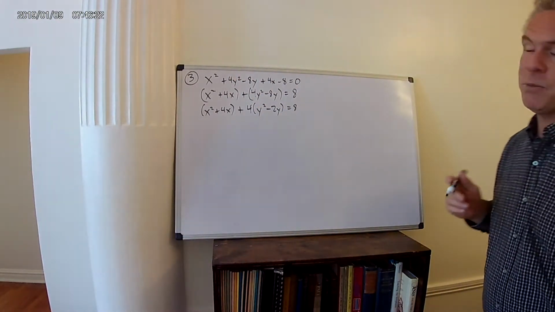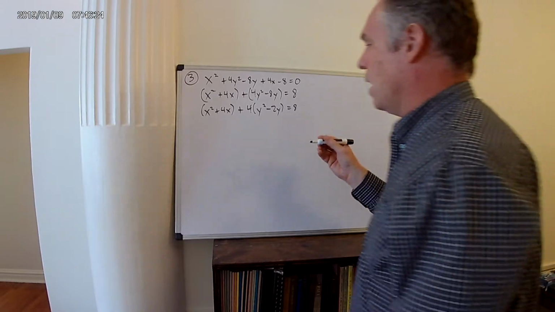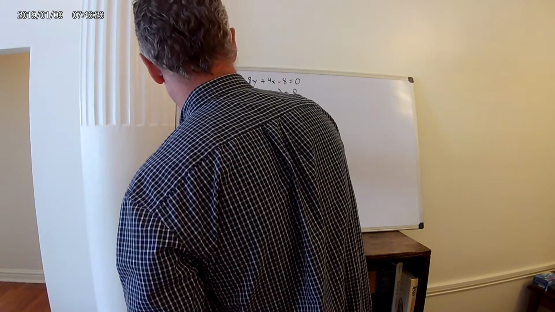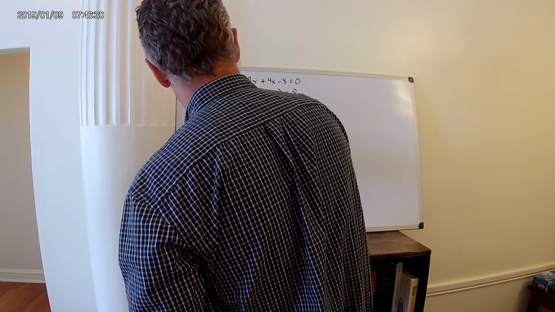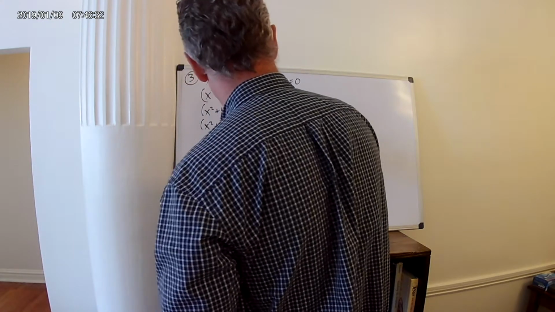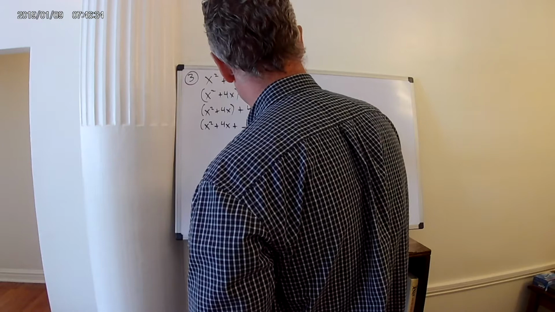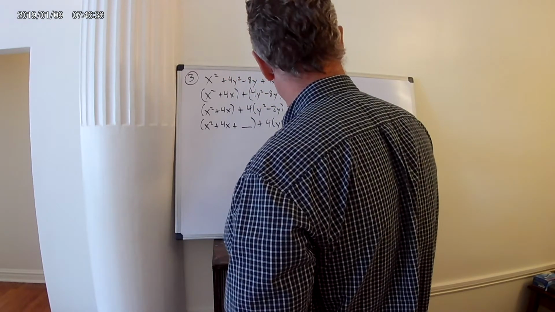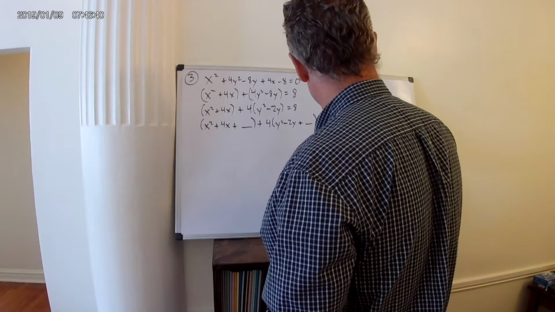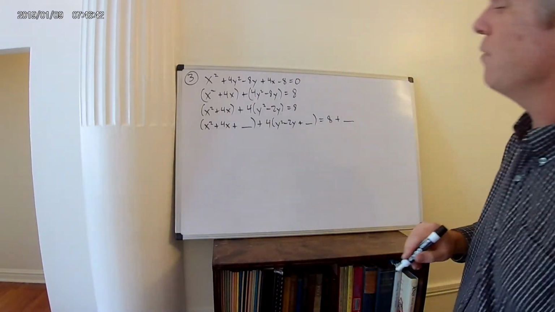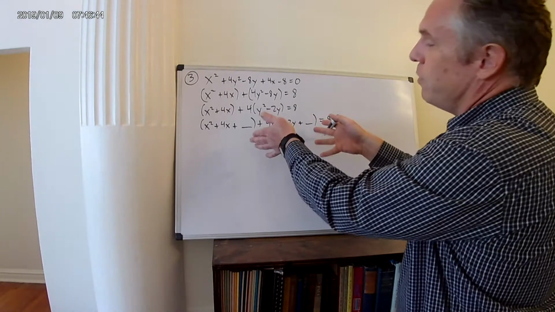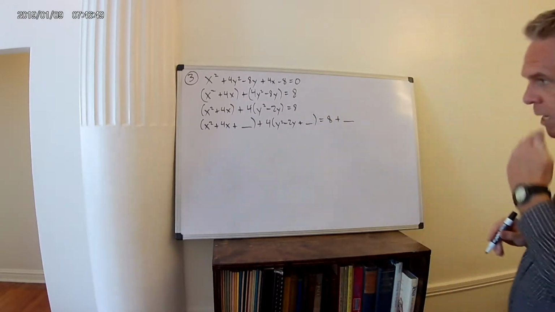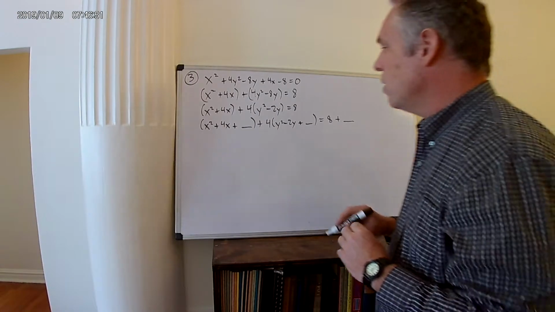And then, as before, I'm going to try to add something on to turn these into binomial squares. So now I have x squared plus 4x plus something, plus 4 times y squared minus 2y plus something, equals 8 plus something. Now we have to add this something to the other side. We can add anything we feel like onto this side as long as we add the same thing onto the other side. Now we have to figure out what to add.